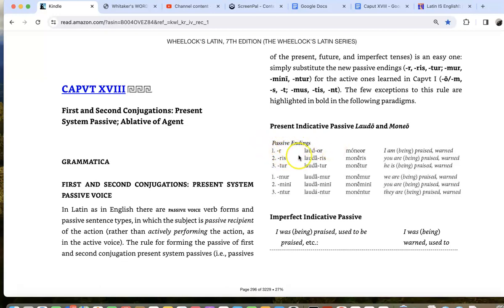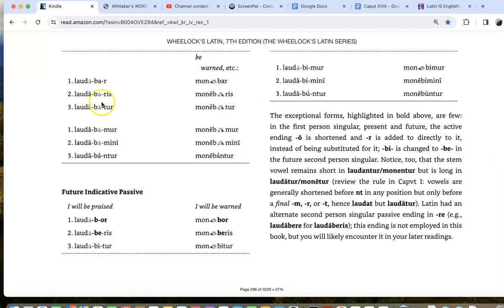How do we form the passive? Well, we substitute passive endings for active endings. So instead of our -o, -s, -t, -mus, -tis, -nt, we use -r, -ris, -tur, -mur, -mini, -ntur. So we need to be able to identify these as our passive endings. Similarly, with the imperfect, we substitute our active endings for passive, still using our -ba, but instead of -bam, -bas, -bat, -bamus, -batis, -bant, we have -bar, -baris, -batur, -bamur, -bamini, -bantur.